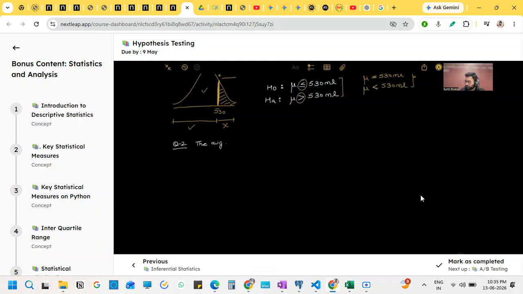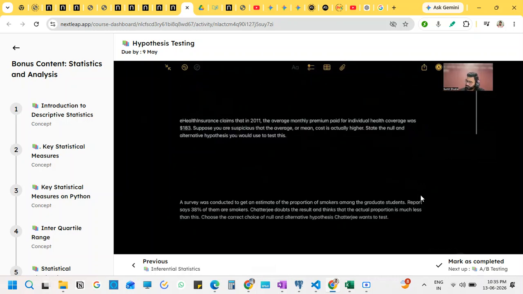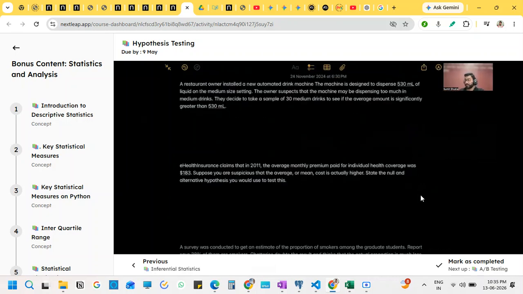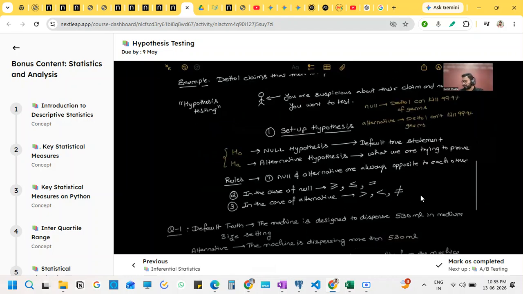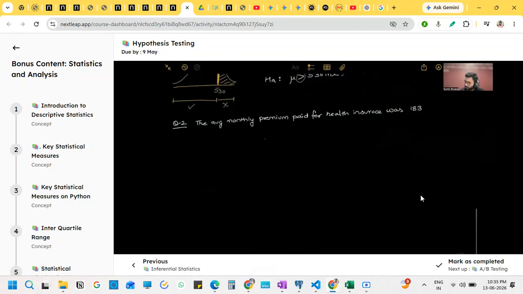The average monthly premium paid for health insurance was $183. Now, suppose you are suspicious that the cost is higher than this. So the alternative is, let me define mu as the average monthly premium. My null is that the average monthly premium is less than or equal to $183, while you believe it is greater than $183. I hope this is now making sense, right?